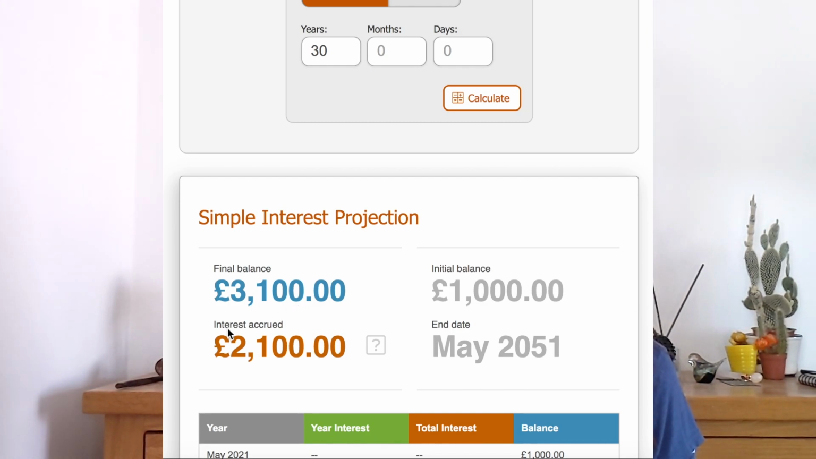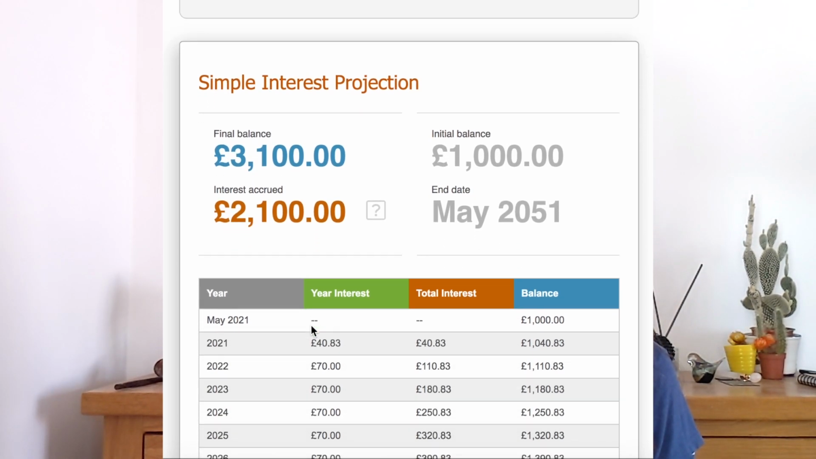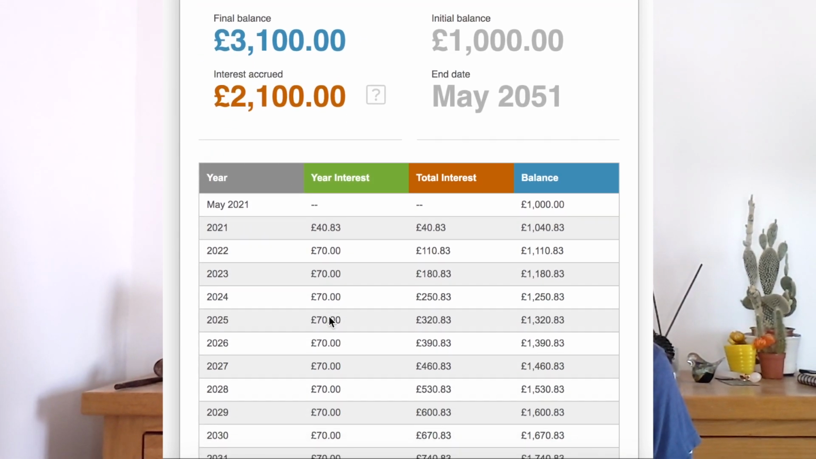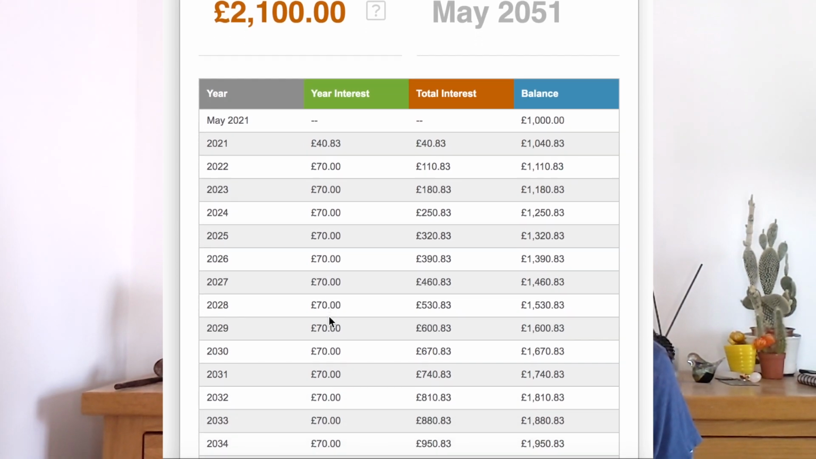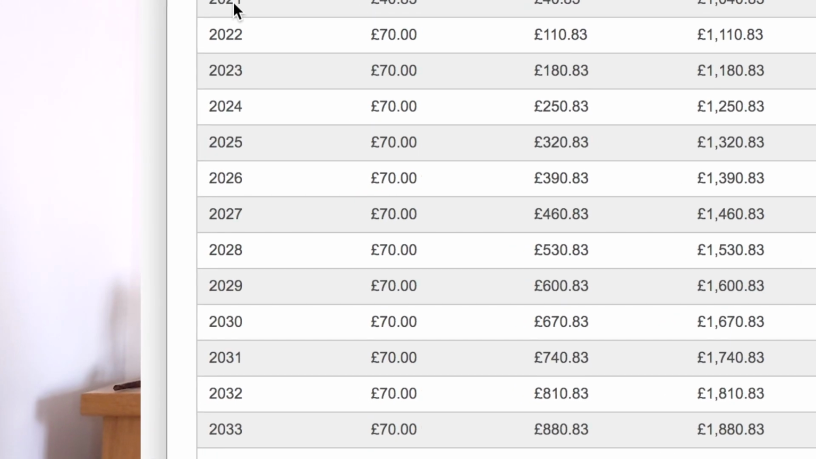£3,100. So your interest will be £2,100, which from the first sight is not that bad. And then you see the table of calculations, how much interest you receive in 2021. It's a little bit less because it is the middle of the year. And after that, every single year you receive £70 of interest.